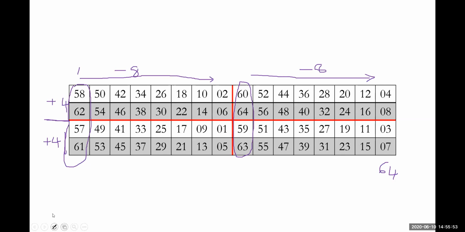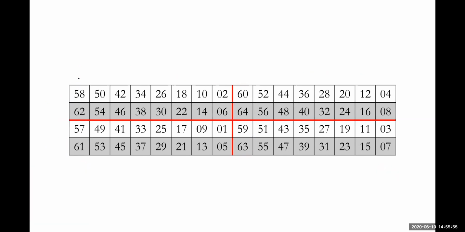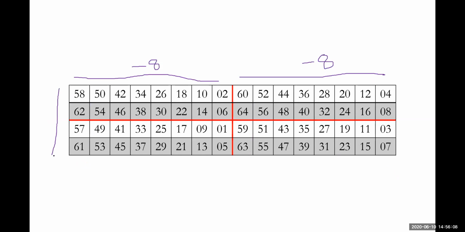I will erase everything and write one more time. From here to here, -8 will be taken, and from here to here, -8 will be taken, and in this direction, +4 will be taken into consideration, and +4 here as well. If you observe very carefully, it will be seen in such a fashion.